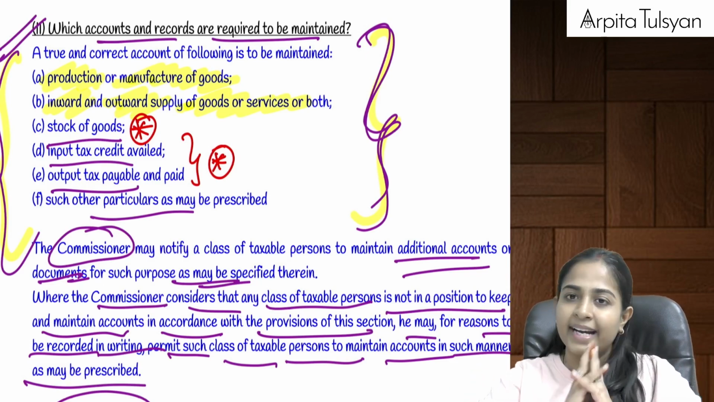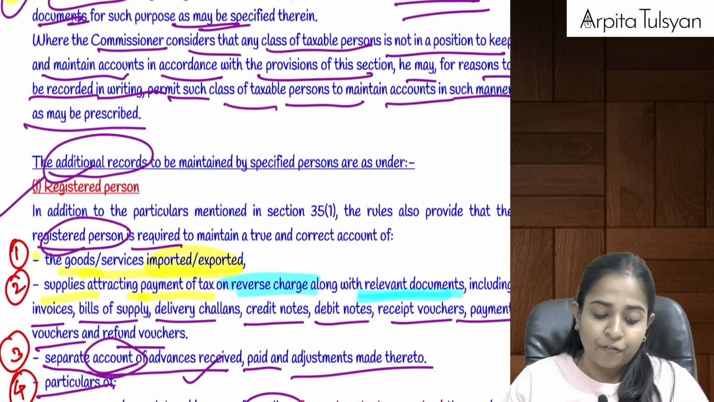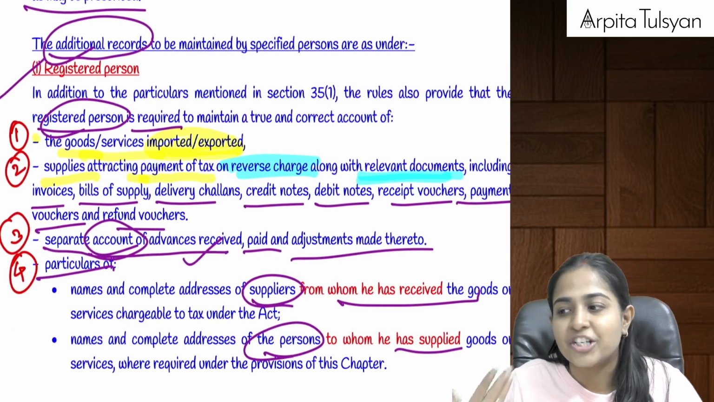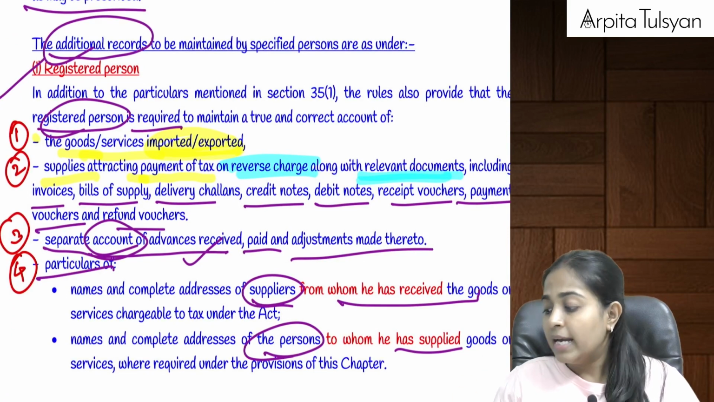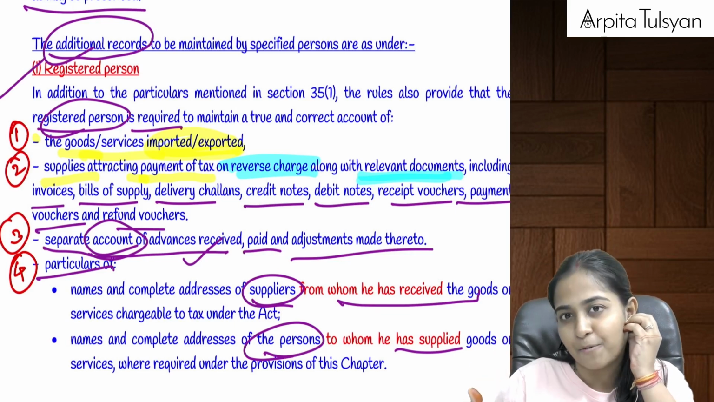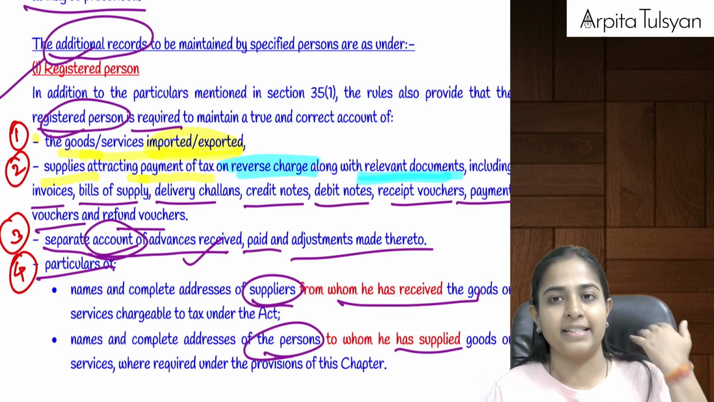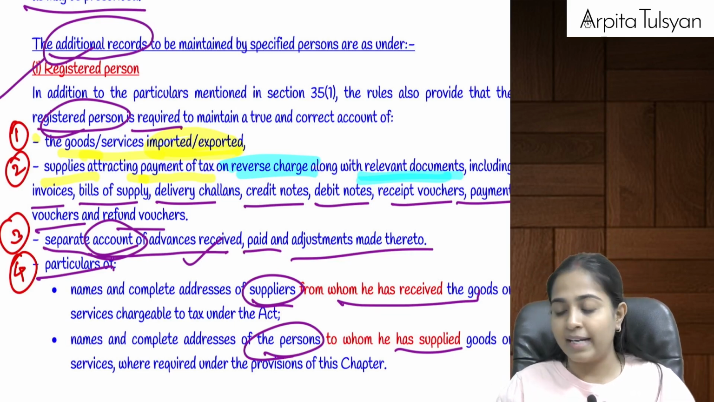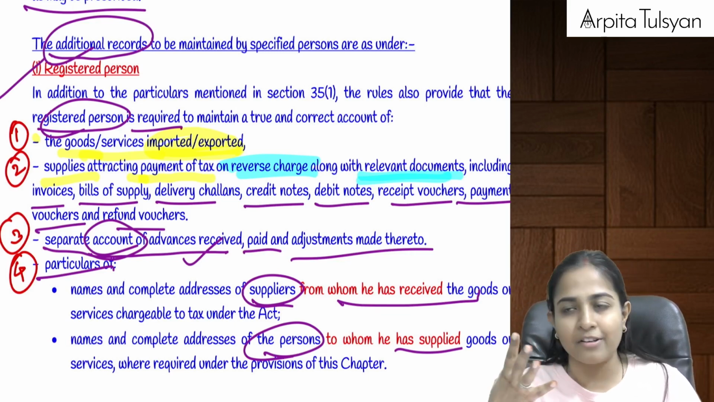These are to be maintained by everyone. Apart from this, there are some additional details that we are required to maintain for different types of persons. Let's first talk about a registered person. A registered person will have to maintain the details about, there were some five points there.